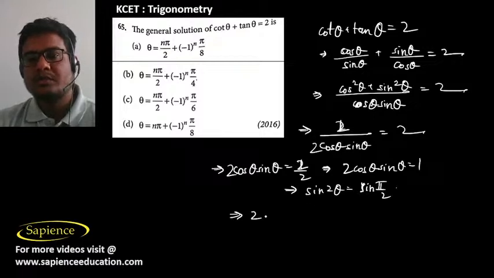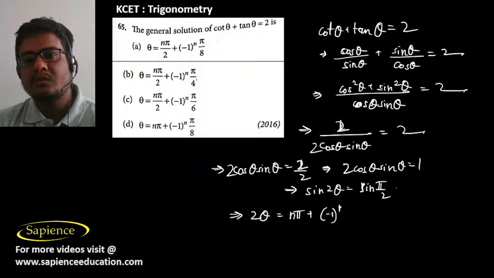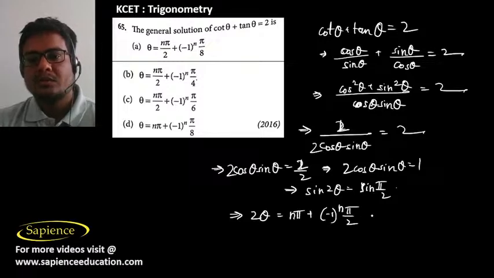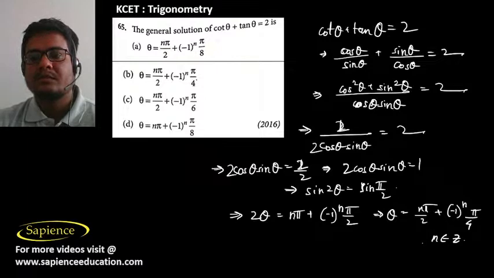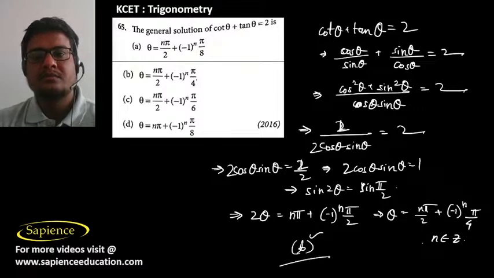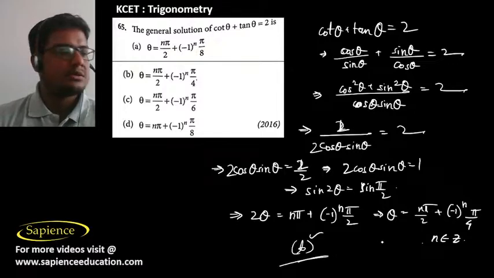So therefore 2 theta is equal to n pi plus minus 1 whole power n, pi by 2. So it means that theta will be equal to n pi by 2 plus minus 1 whole power n, pi by 4, where n belongs to Z. So this is the required general solution of this trigonometric equation. So option B is the correct answer.